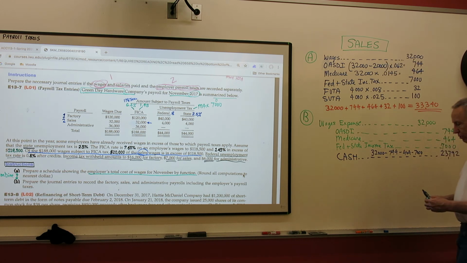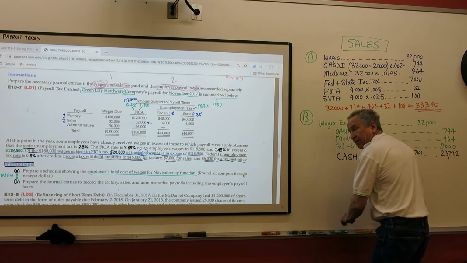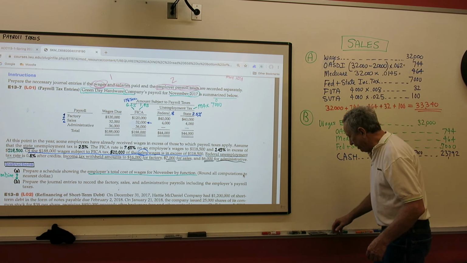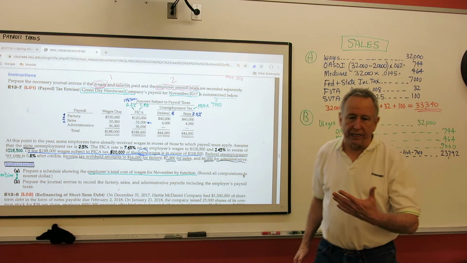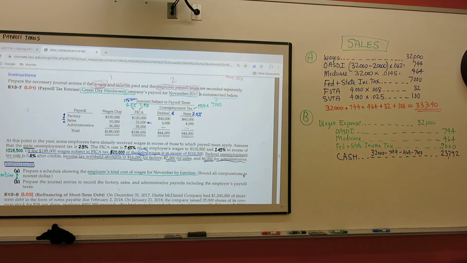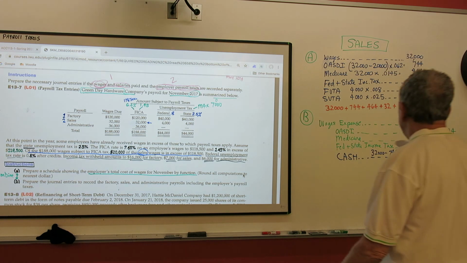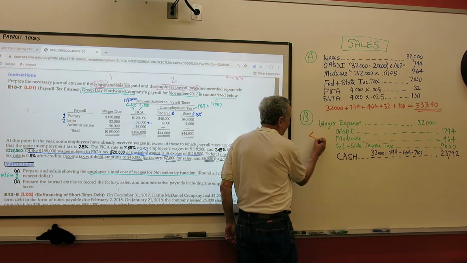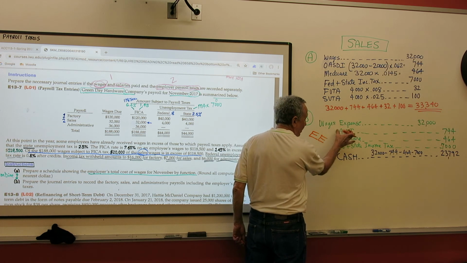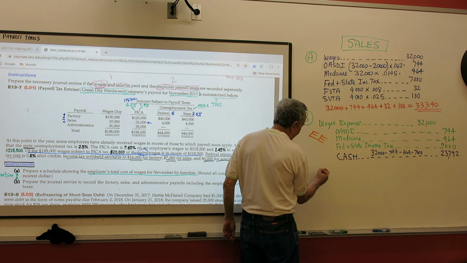One more journal entry though, and this is the journal entry that the employer doesn't want to make. The employer doesn't want to make this journal entry because this is the journal entry that again costs the employer more money for an employee. And that is for the payroll taxes. Remember this is the EE. The employee is paid this money and this is taken out of their pay. Now let's do the employer.